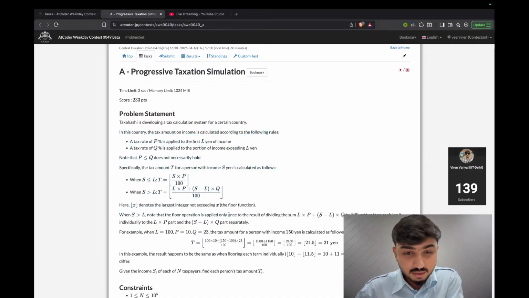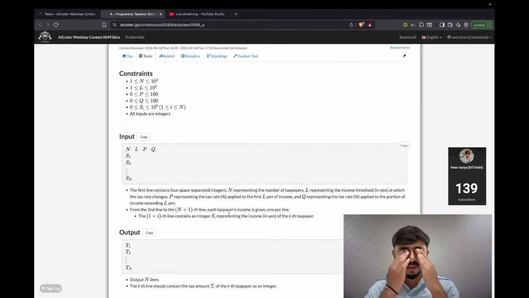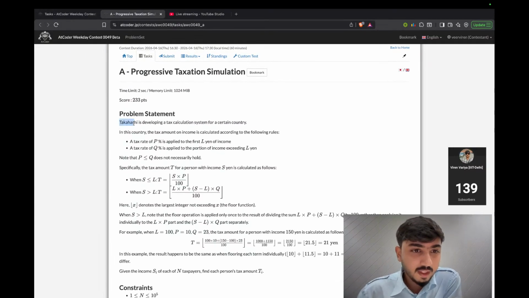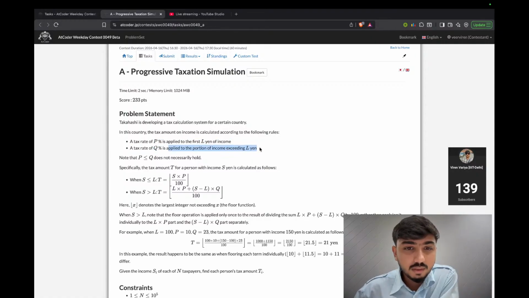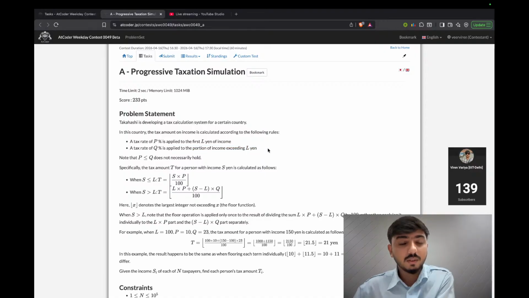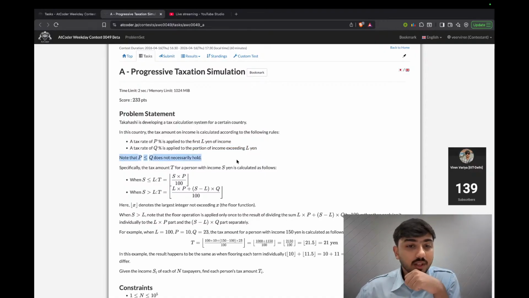Please don't say today we have a maths problem. Takahashi is developing a tax calculator system for a certain country. In this country, the tax amount on income is calculated according to the following rule. A tax rate of P% is applied for the first L, then a tax rate of Q% is applied for the excess. Okay, that's fine.